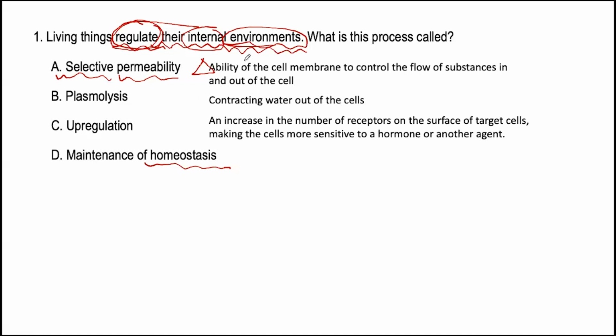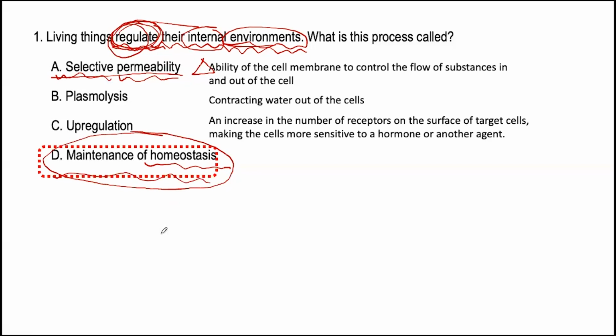So living things regulate their internal environments. The key point is to regulate, okay? So maintaining regulation, or maintaining homeostasis, will actually fit more for this problem, okay? Selective permeability, I don't think they have that much of a control, okay? So more regulation, I'm leaning towards D, okay? So that's why I picked D as the answer here. I lean towards D because there was more control, or regulating their internal environments, here.